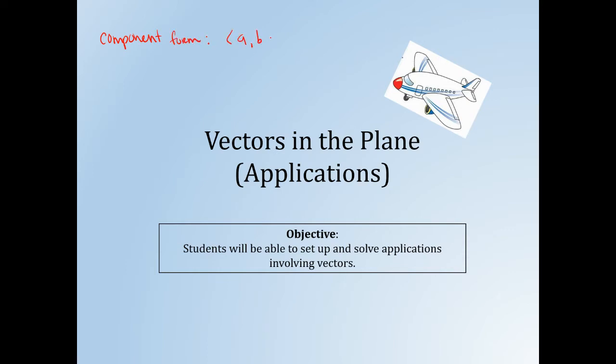Right, so a, b, and in component form the tail is at the origin. You also learned a little bit about magnitude, and you saw how the Pythagorean theorem played into this. The magnitude is the length of the vector, and the direction is the angle, an angle in standard position, which is from the horizontal going counterclockwise.